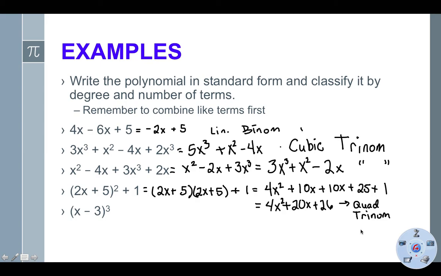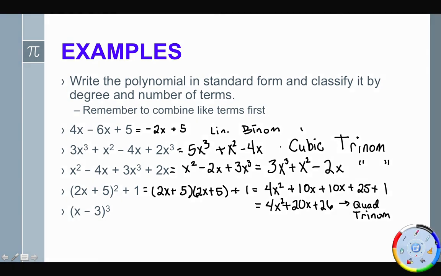All right, what about x minus 3 to the third power? Well, third power means I need to multiply it by itself 3 times. So this takes a little bit of work. We get x minus 3 times x minus 3 times x minus 3. And what we need to do is FOIL it, but we need to do it piece by piece. If I FOIL the first 2 together, I get x squared minus 3x minus another 3x plus 9.